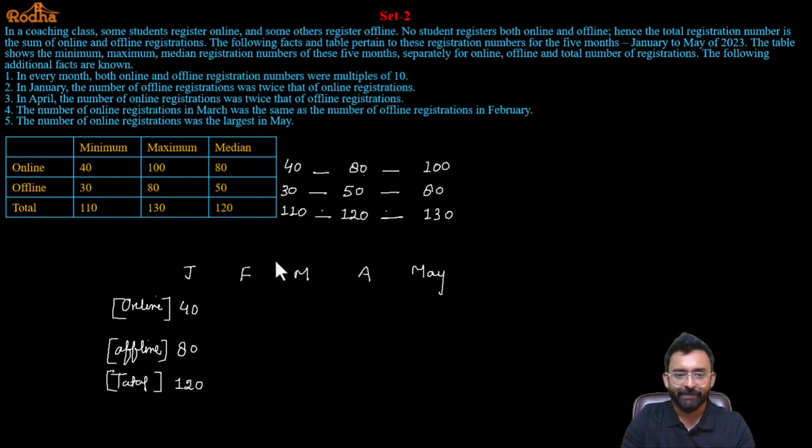Okay, fine. What else do we have? In April, the number of online registrations was twice that of offline registrations. The similar data we have. So it has to be 80 in fact. This has to be 40. This is 80, this is 40, this is 120. This is what we have as of now. Very simple data to fill. Directly we can fill this information from the given statements.